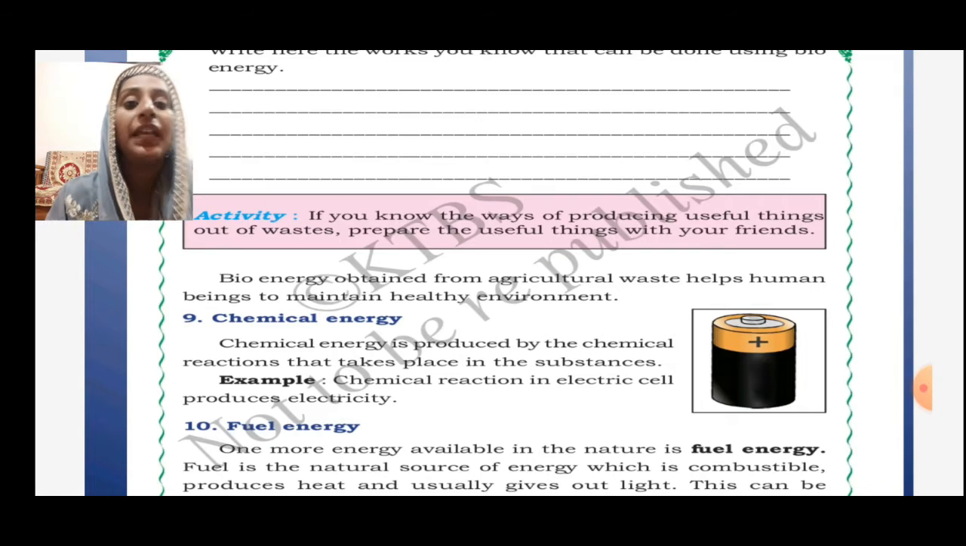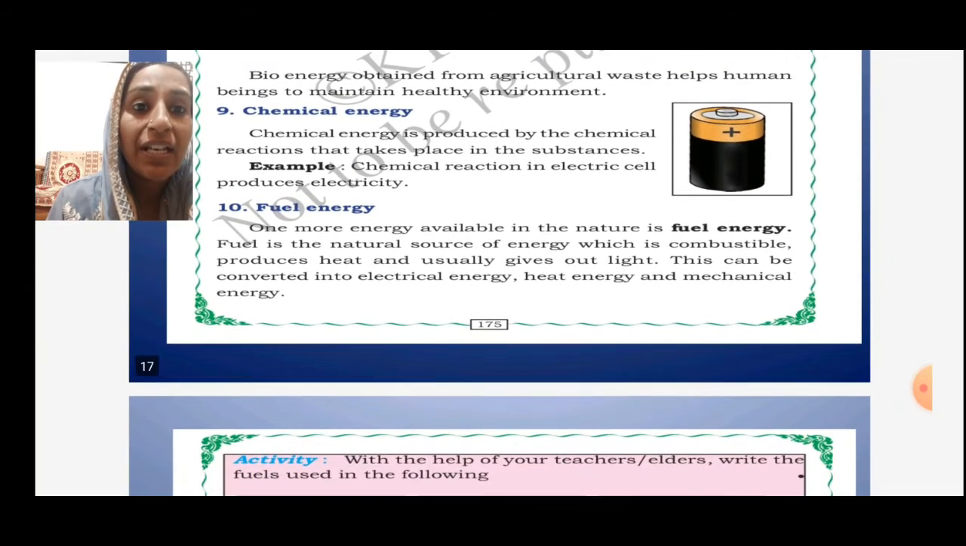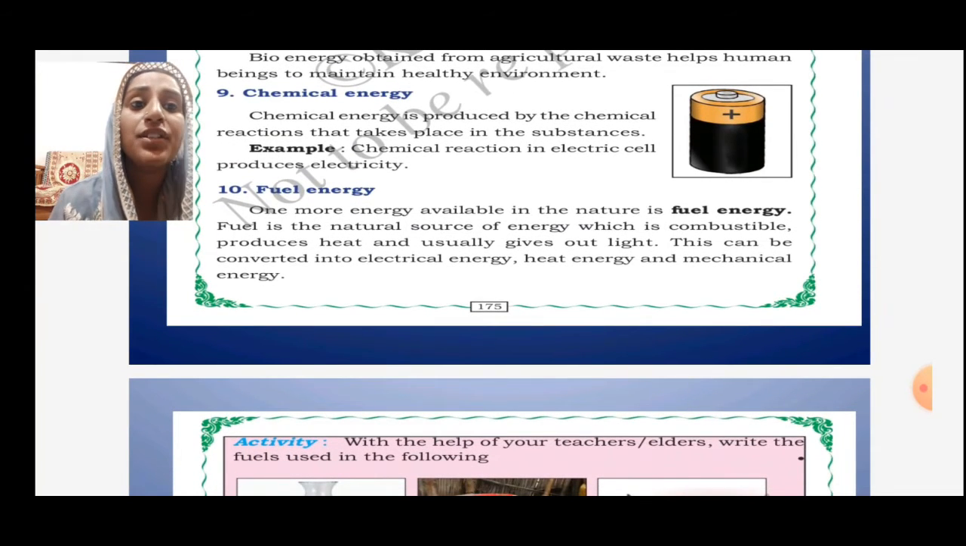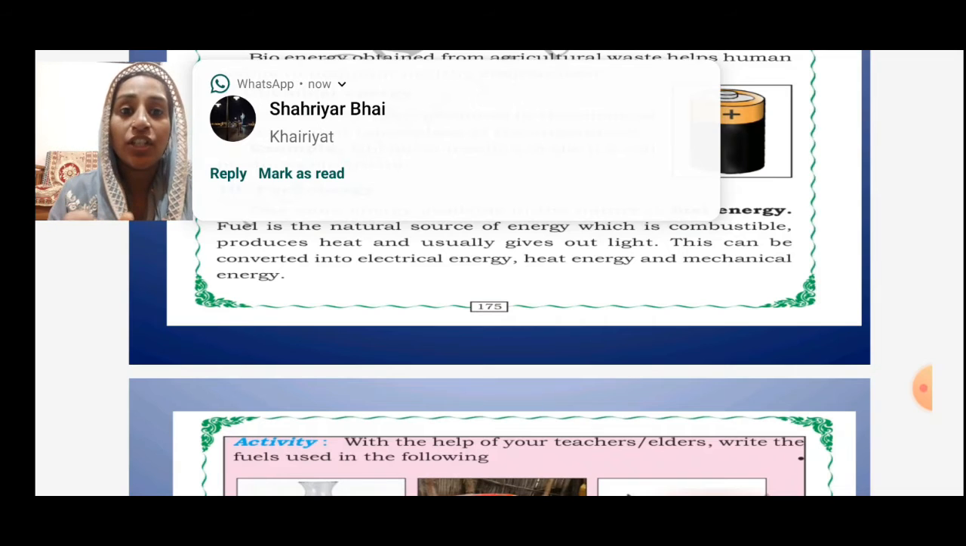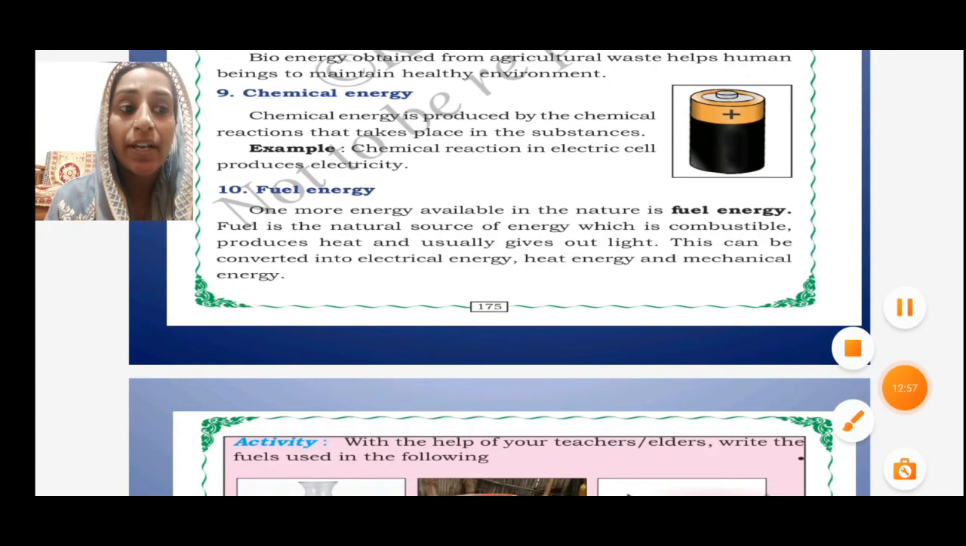Okay. Now let's go for another form of energy, that is chemical energy. Chemical energy is produced by the chemical reactions that take place in the substances. Two substances, when they react with each other, produce one kind of energy. This energy is called chemical energy.